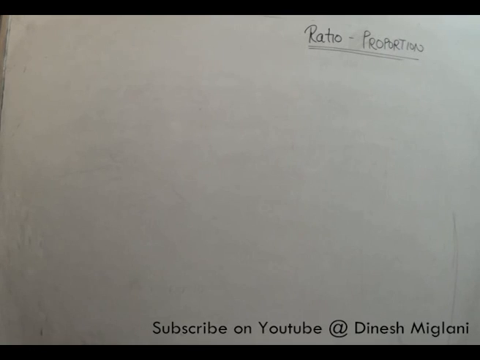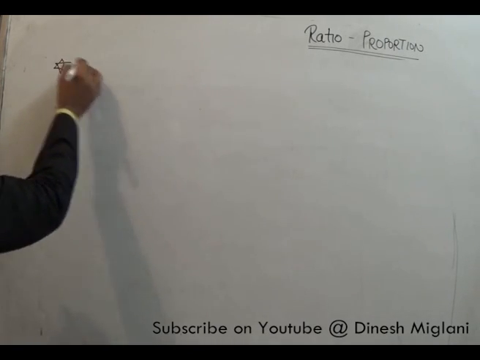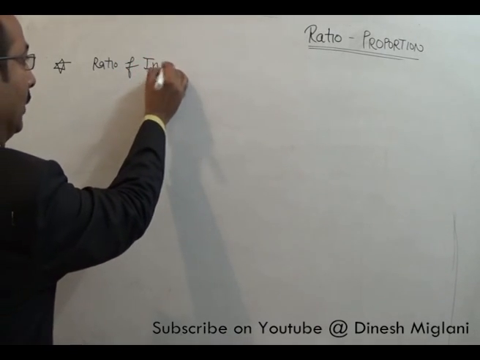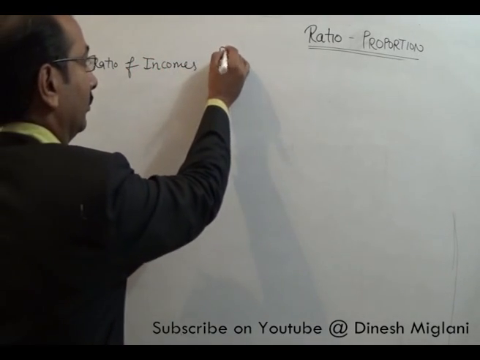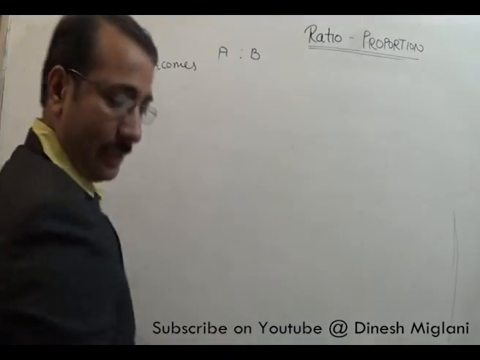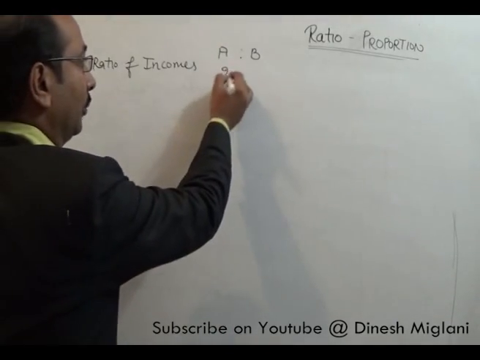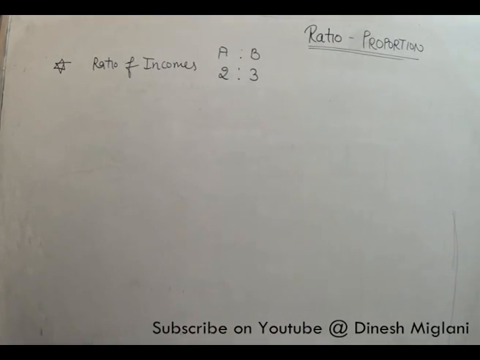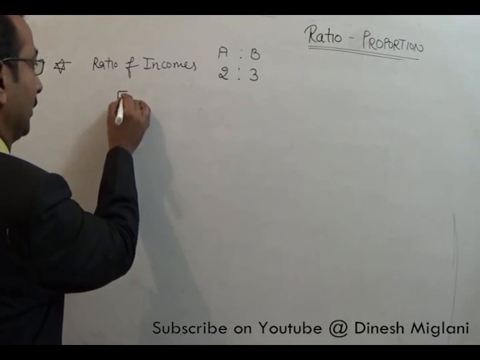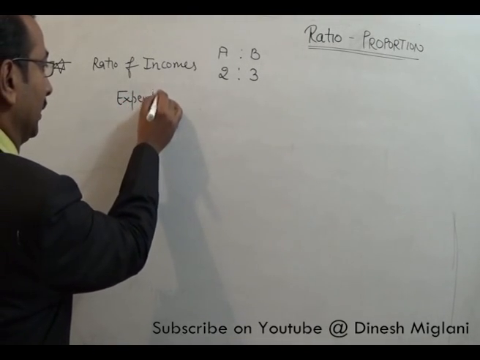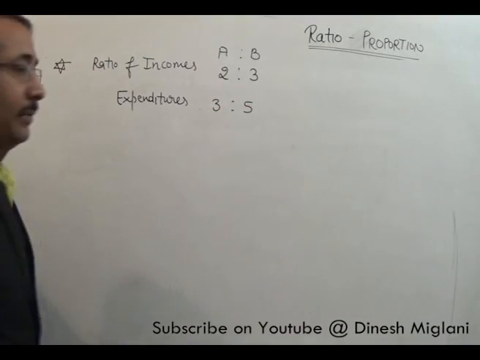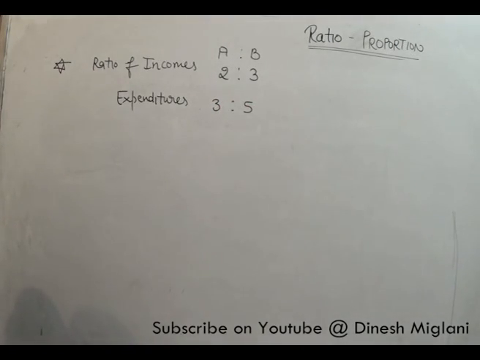After this, it is given that the ratio of incomes of two persons A and B is 2:3. There are two persons A and B. It is given that the ratio of their incomes is 2:3 and the ratio of their expenditures is 3:5.